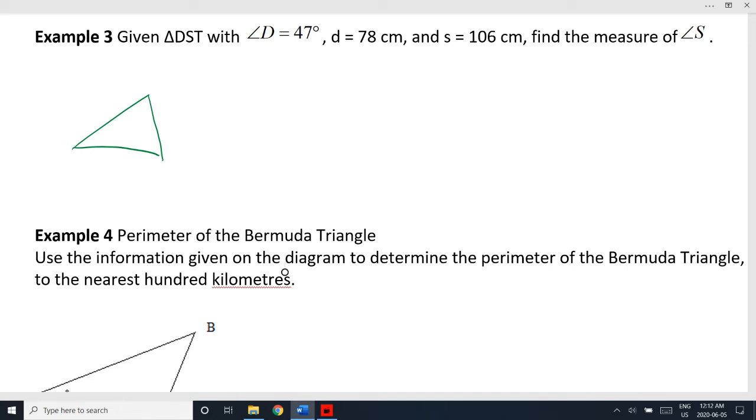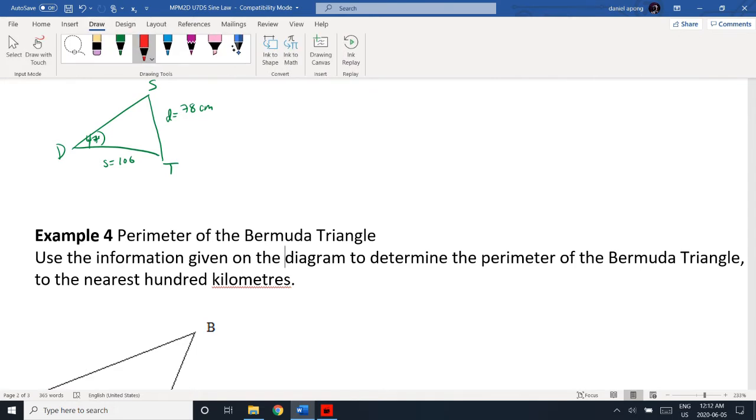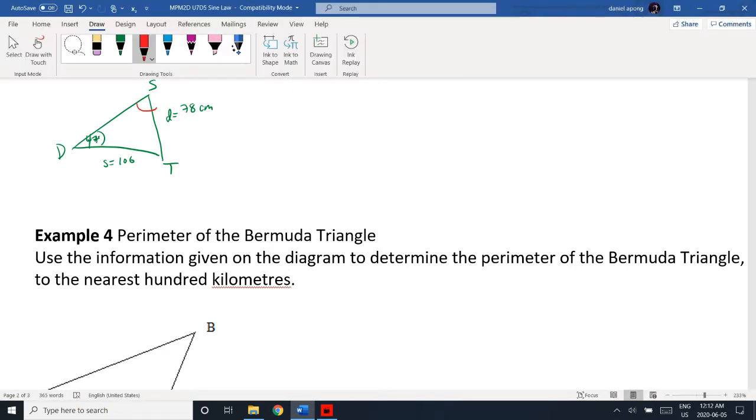So let's say this is D. We'll call this S. We'll call this T. So we know angle D is 47 degrees. Maybe I'll write that a little bit bigger. 47 degrees. Side D, which is opposite that, is equal to 78 centimeters. And side S is 106 centimeters. So S here is equal to 106. Okay, we need to find the measure of angle S right over here.